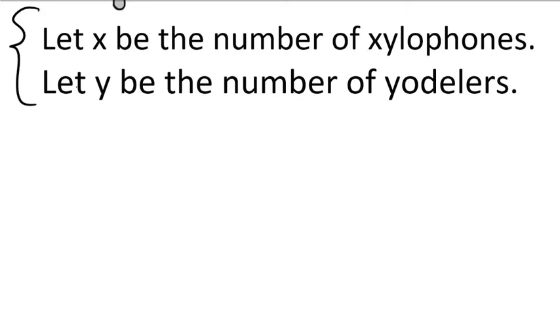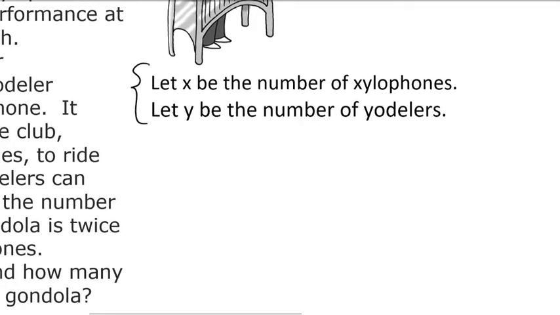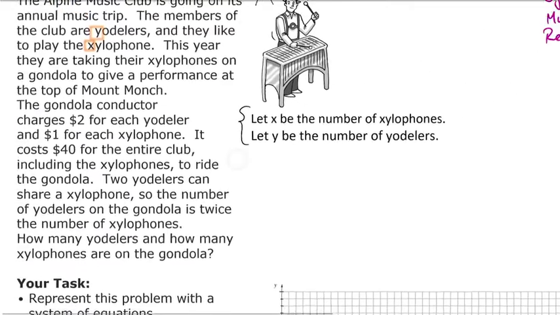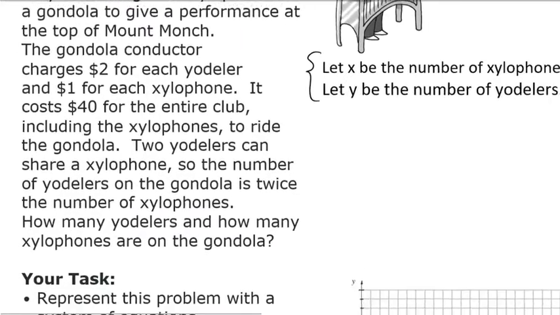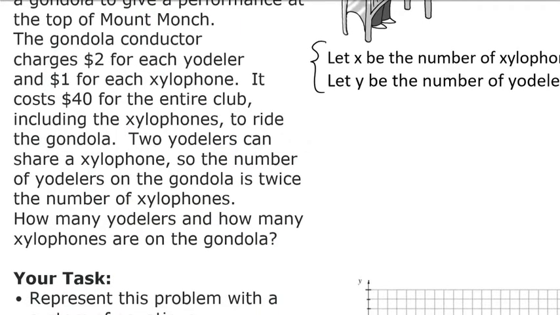Okay, so this is important because now every single time I write down X, I know exactly what it is. X is a count, it's how many xylophones I have, and Y is a count, it's how many yodelers I have. Now there's 2 equations that are available here, right? One of them involves cost, and the other one involves this ratio of xylophones to yodelers. So the first one, the cost.